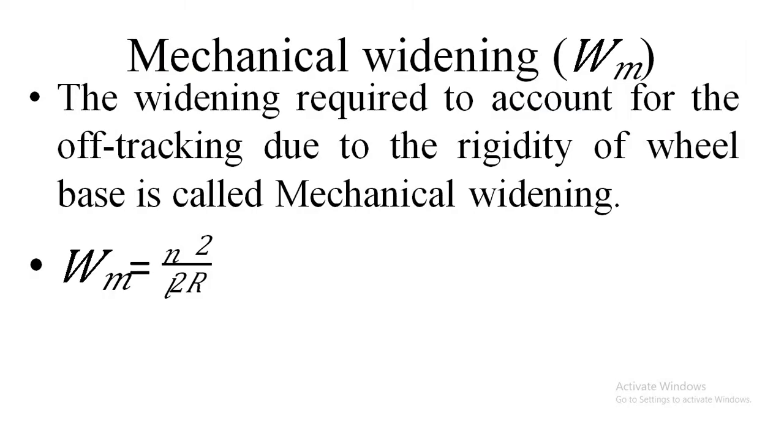The mechanical widening is the widening required to account for the off tracking due to the rigidity of the wheel base. Here the value is Wm. Mechanical widening is equal to nl square by 2R, that is the mechanical widening.